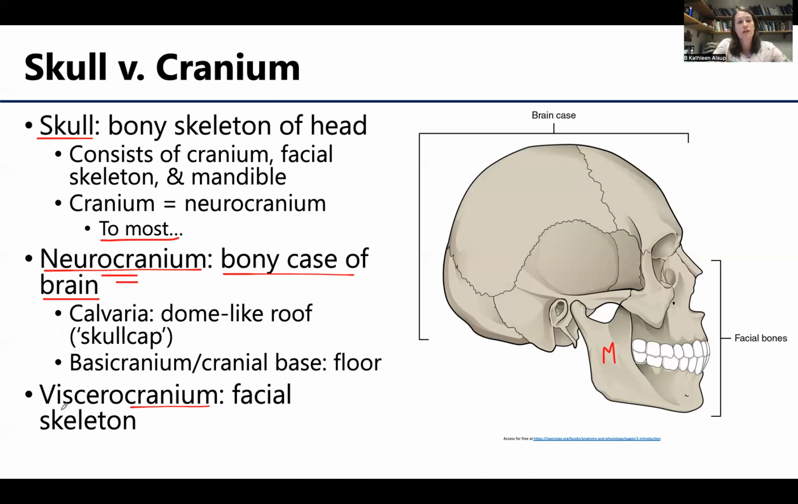You will also hear the term viscerocranium, and we'll have a whole other video on those bones. But that is going to be the facial skeleton. So this kind of component of the skull. So our focus is going to be on the neurocranium. So let's talk about those bones.